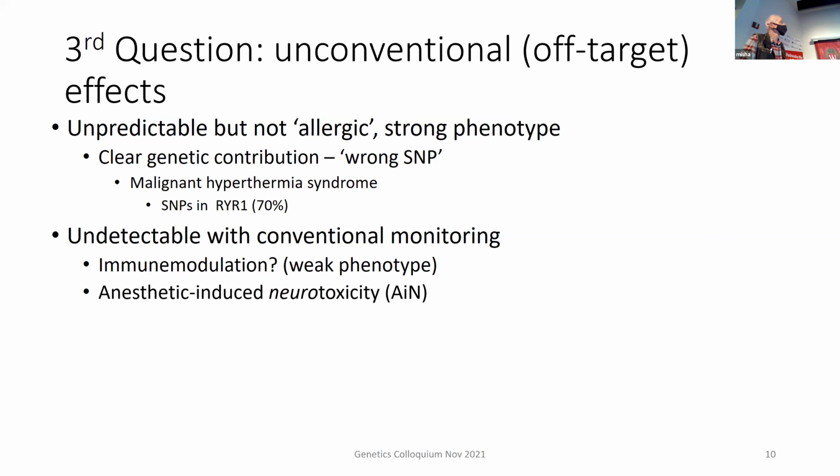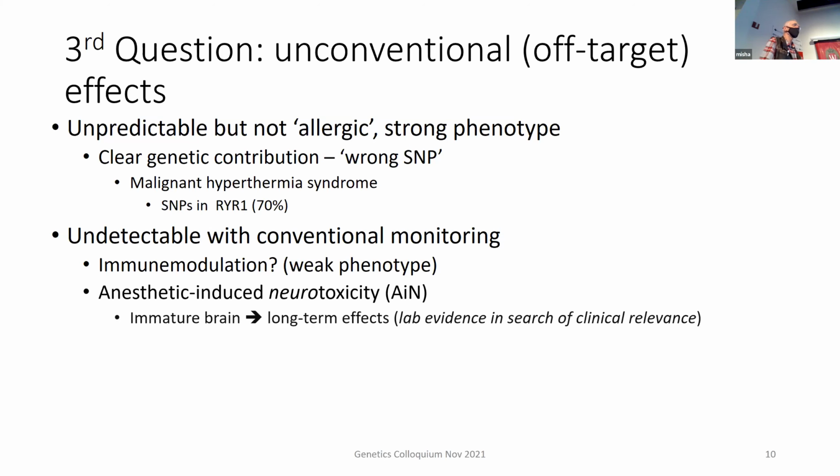Then there is this complex of anesthetic-induced neurotoxicity. And this is kind of, we're getting close to what we're investigating in our group. You have them in the immature brain. This is where this term was coined about 20 years ago. The postulate is that long exposure to anesthetics of the developing brain has long-term consequences. Now, I somewhat flippantly call it lab evidence in search of clinical relevance, because there's really no clinically documented phenotype, but other people would argue with me.